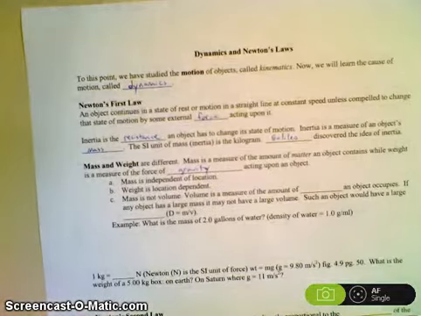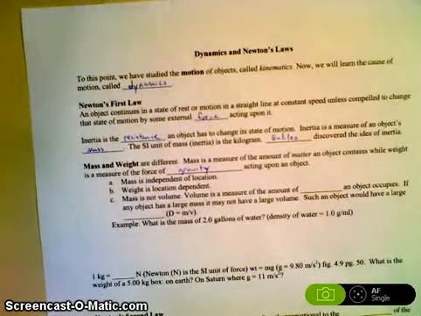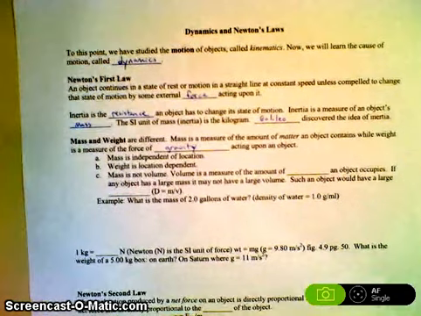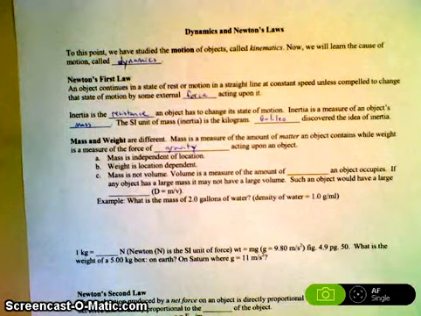So the first point there says that mass is independent of location. So if I take a 1 kilogram object from here to the moon, it still contains the same amount of matter. So mass is measuring that. It would not change from here to the moon. Weight is location dependent. So if I take a 1 kilogram object, it's going to weigh less on the moon because the gravitational force on the moon is less.